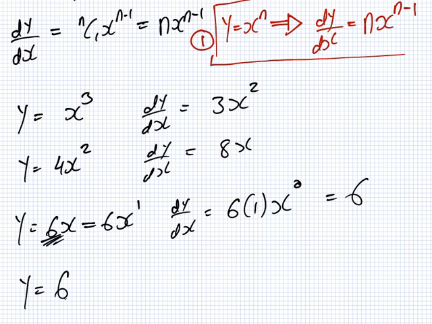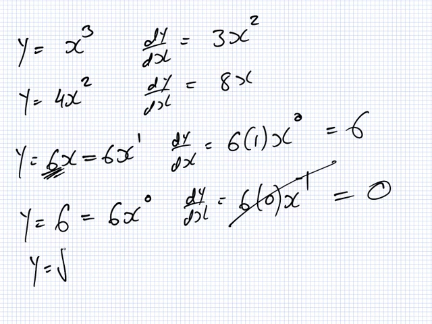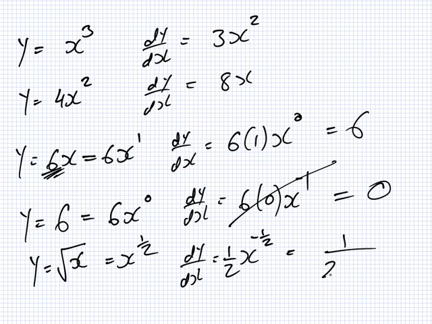What about 6? 0, yeah, because 6 is like 6x power 0. So dy dx would be 6 times 0 times x power minus 1, but that's all gone. It's just a 0. Okay, what about this one now? What should I do here if I have a root x? Yeah, it should be x power a half. So dy dx would be a half x power minus a half, which is 1 over 2 root x.